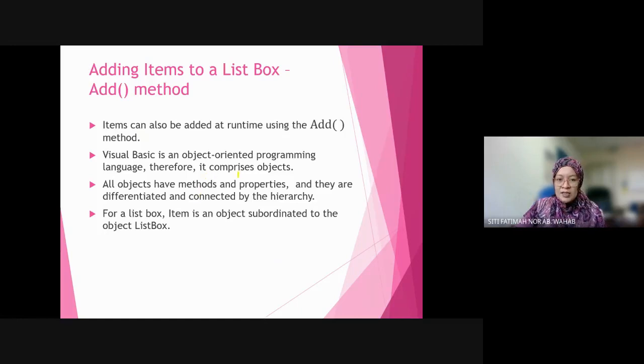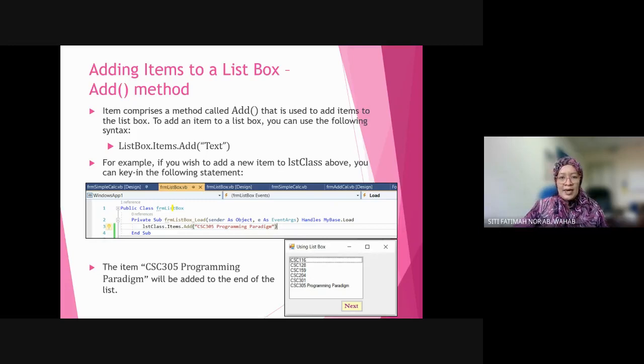Okay, because VB is an OO programming language, it comprises objects. All objects will have methods and their properties. They are differentiated and connected by the hierarchy. For a list box, item is an object subordinated to the object list box. So add is used to add item to the list box.